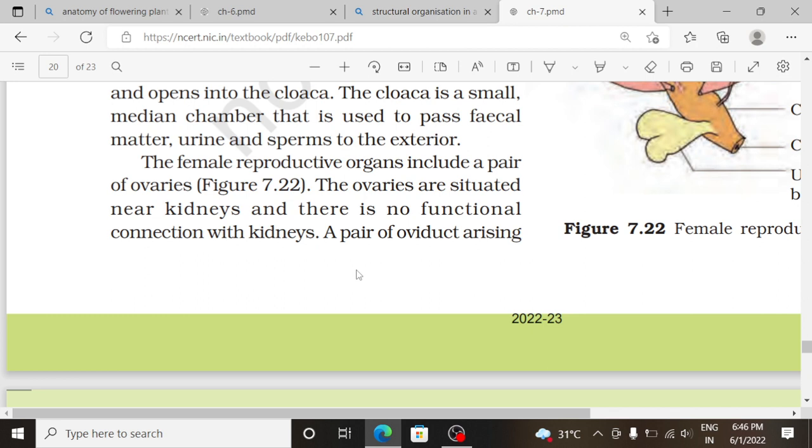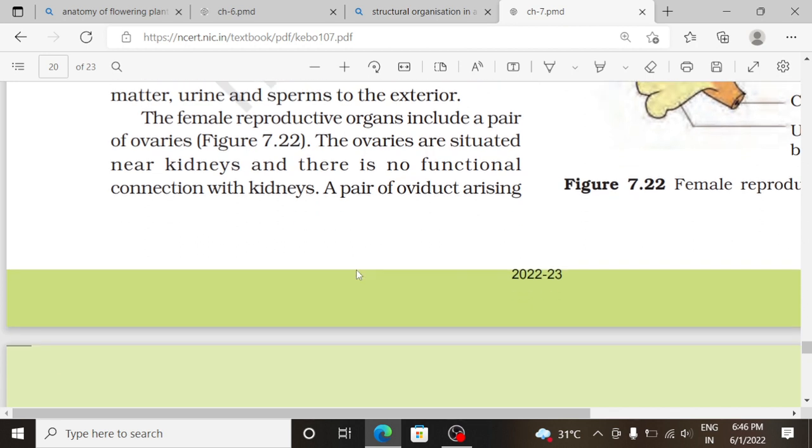The female reproductive organs include a pair of ovaries. The ovaries are situated near kidneys and there is no functional connection with kidneys.